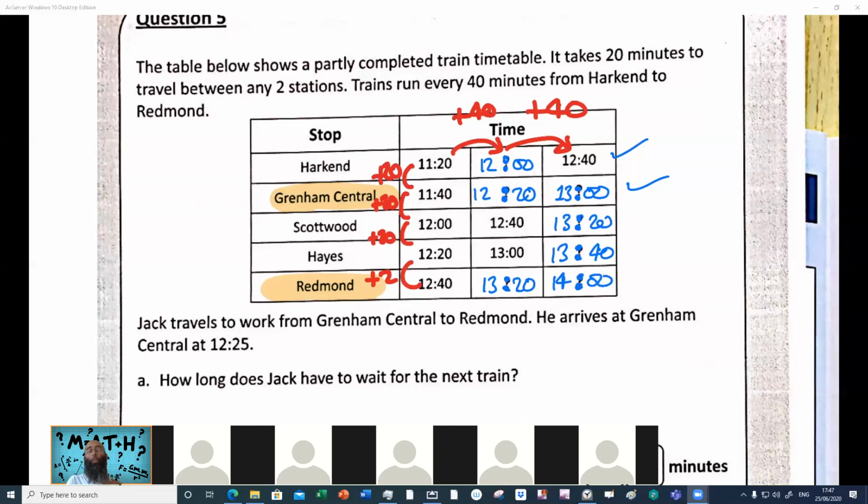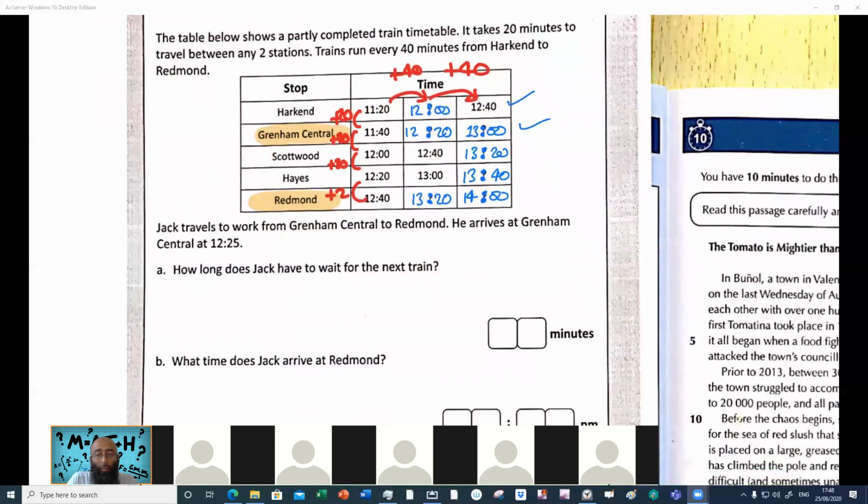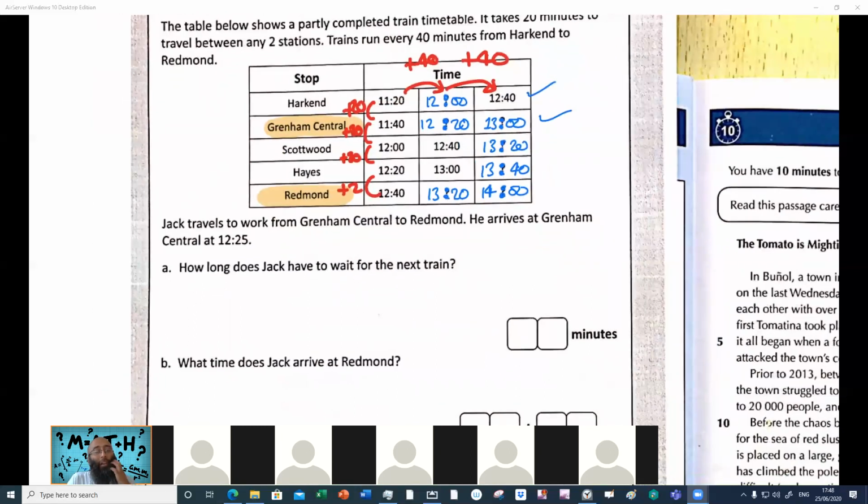Fantastic. So we filled in all the question marks quite quickly. It didn't take us too much time, and we've done that quite nicely. Now, hopefully, the question will become easier. How long does Jack have to wait for the next train? So Jack travels to work from Grenham. He arrives at Grenham at 12:25. He's just missed the train, hasn't he? So he'll have to wait for this one now.